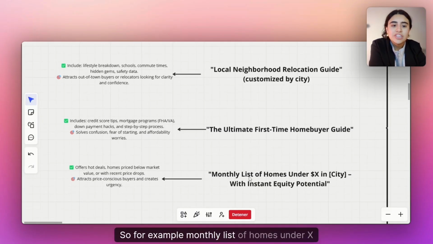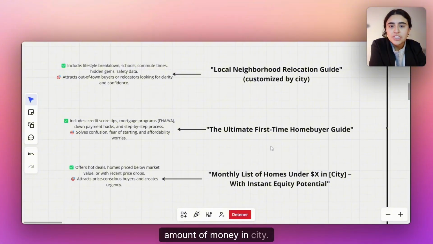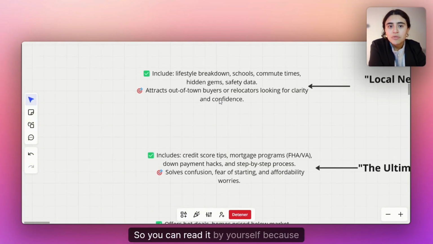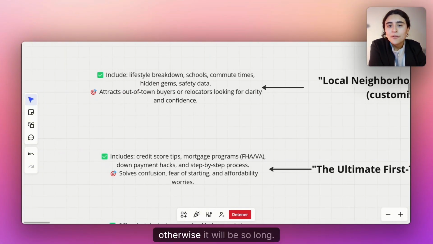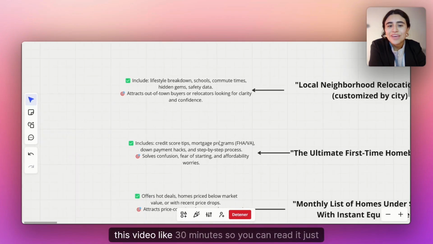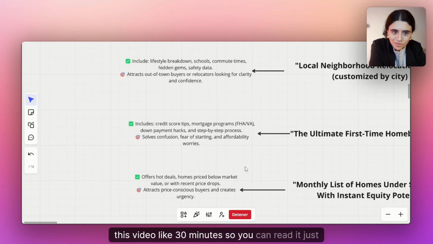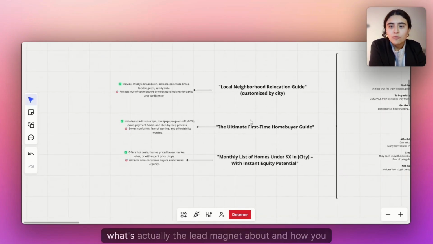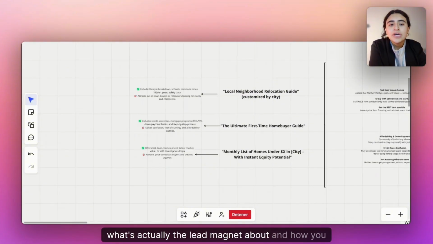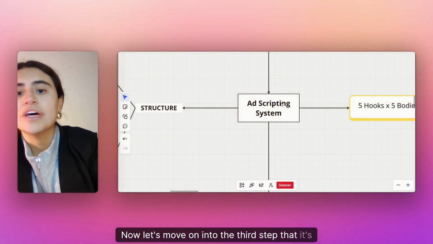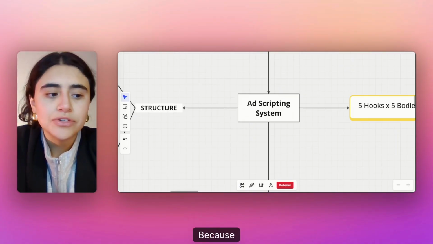So for example, monthly list of homes under X amount of money in the city. So you can read it by yourself, because otherwise this video will be so long, like 30 minutes. So you can read it really quick to see what the lead magnet is actually about and how you can start to implement these things.